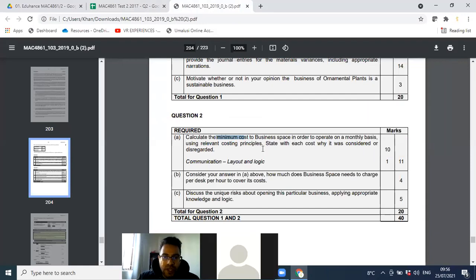What they've asked us to do is calculate the minimum costs in order to operate on a monthly basis. So we ultimately need to get to a monthly basis using relevant costing. Now remember, they want to break even and be debt-free after 2 years. So we're going to use a 2-year period. We're going to work out costs for 2 years, and we want the minimum cost for the 2 years. And then at the end, we divide it by 24 to get a monthly basis.